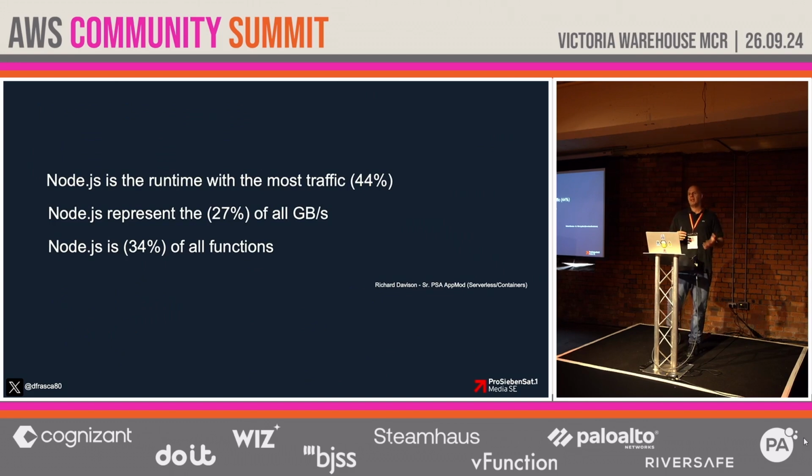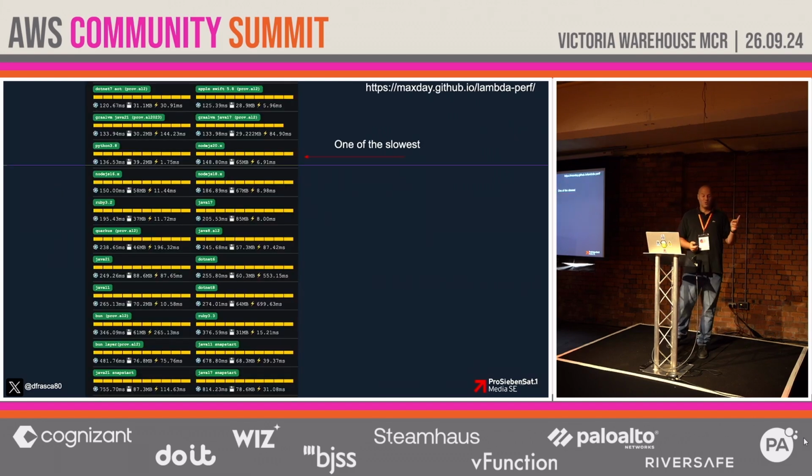I started many years ago with .NET, and when I moved to Lambda, Lambda didn't support .NET, so I moved to Node.js with TypeScript. Because of this, a lot of us started using Python or Node.js. Node.js is one of the biggest runtime users, so you see a lot of traffic and gigabytes for Node.js, but it's actually very, very slow. Node.js is one of the slowest, unless you're using Java, which is even worse.